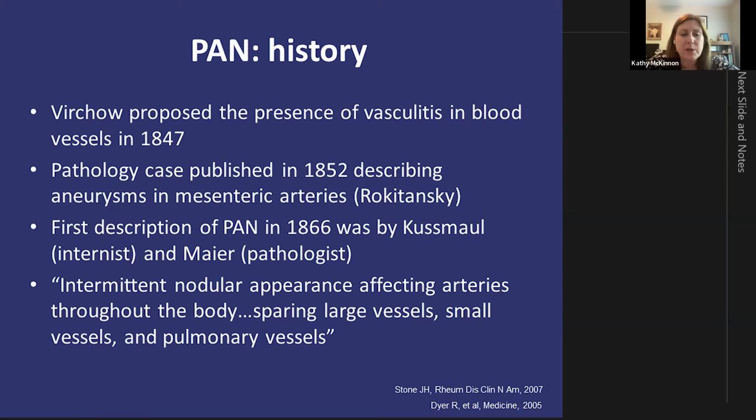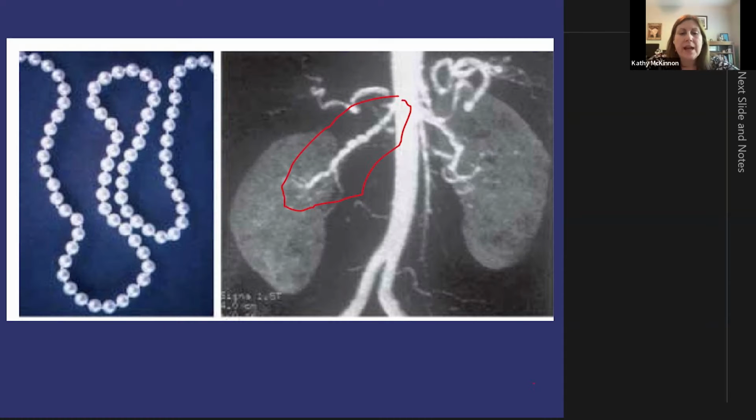And then shortly thereafter, there was a pathology case published describing these aneurysms in the mesenteric arteries, the ones that supply the gastrointestinal tract. And we know about the first description of PAN now, and a quotation from their description is intermittent nodular appearance affecting arteries throughout the body, sparing large vessels like the aorta, small vessels like you might see in the skin, and pulmonary vessels, as was alluded to in the quiz, that the lungs are rarely affected by PAN. And a string of pearls is how it was described initially.